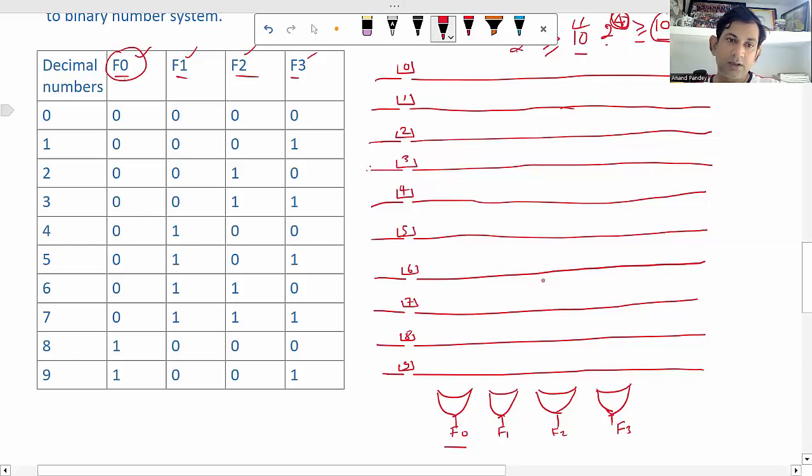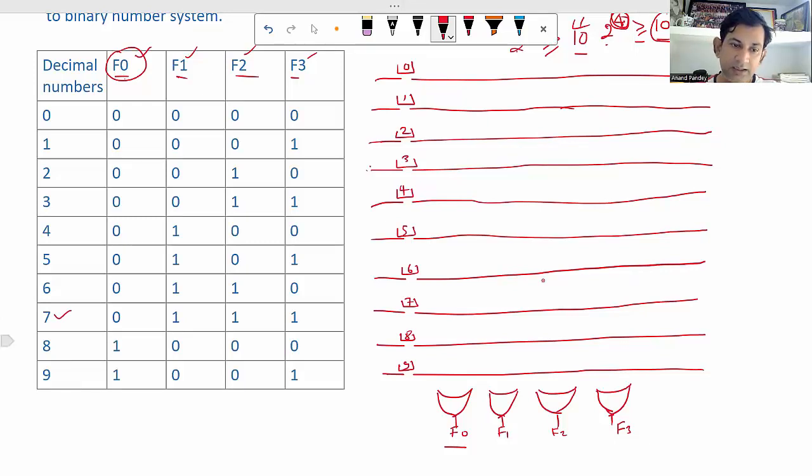F0: 8, 0, 0, 0, 0, 0, 0. Means these lines 0, 1, 2, 3, 4, 5, 6, 7, up to this 7, will not be joined with this F0. Only 8 and 9, the values of 8 and 9, for this we have 1, 1. I'm talking about F0. So only these two, 8 and 9, will be joined with this. Only these two. Okay, I think clear.